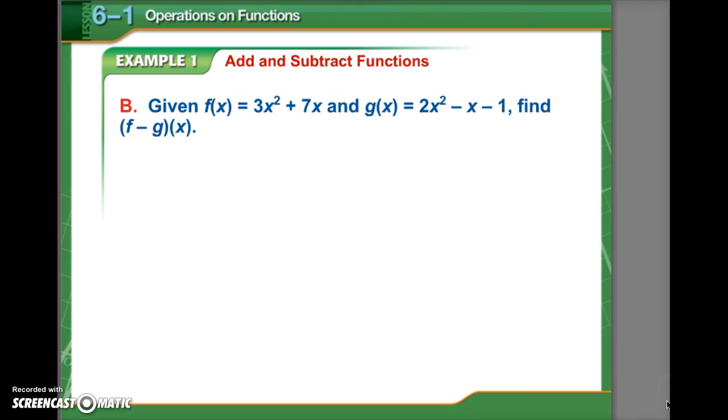This time we're going to take our same two functions, but we're going to find f minus g of x. So this time we're subtracting f minus g, so 3x squared minus 2x squared, that's 1x squared. 7x minus negative x, minus a negative is plus, so 7x plus x is 8x. And then we have nothing minus 1, oh no, it's not nothing minus 1, it's nothing minus negative 1. So again, two minus signs makes a plus.